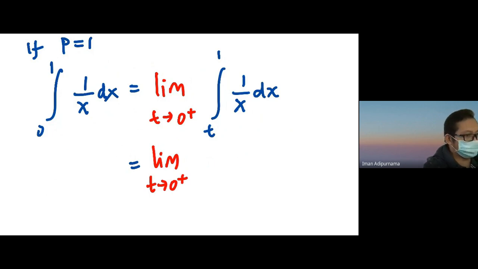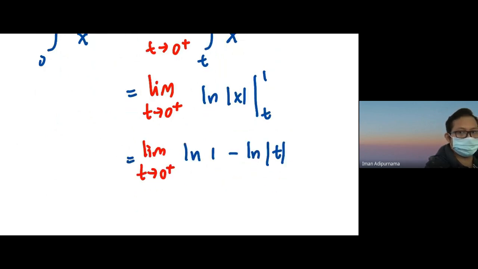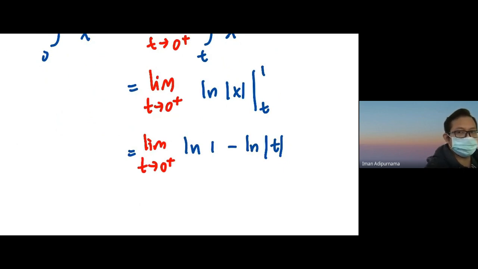1 over x is ln. You can just write ln and then x, and this is from t to 1. This will be a limit. This is ln 1 minus ln t, right? And we know that this will result in a divergence, right? Because of ln 0, okay? We can write this will be a divergent result, okay?